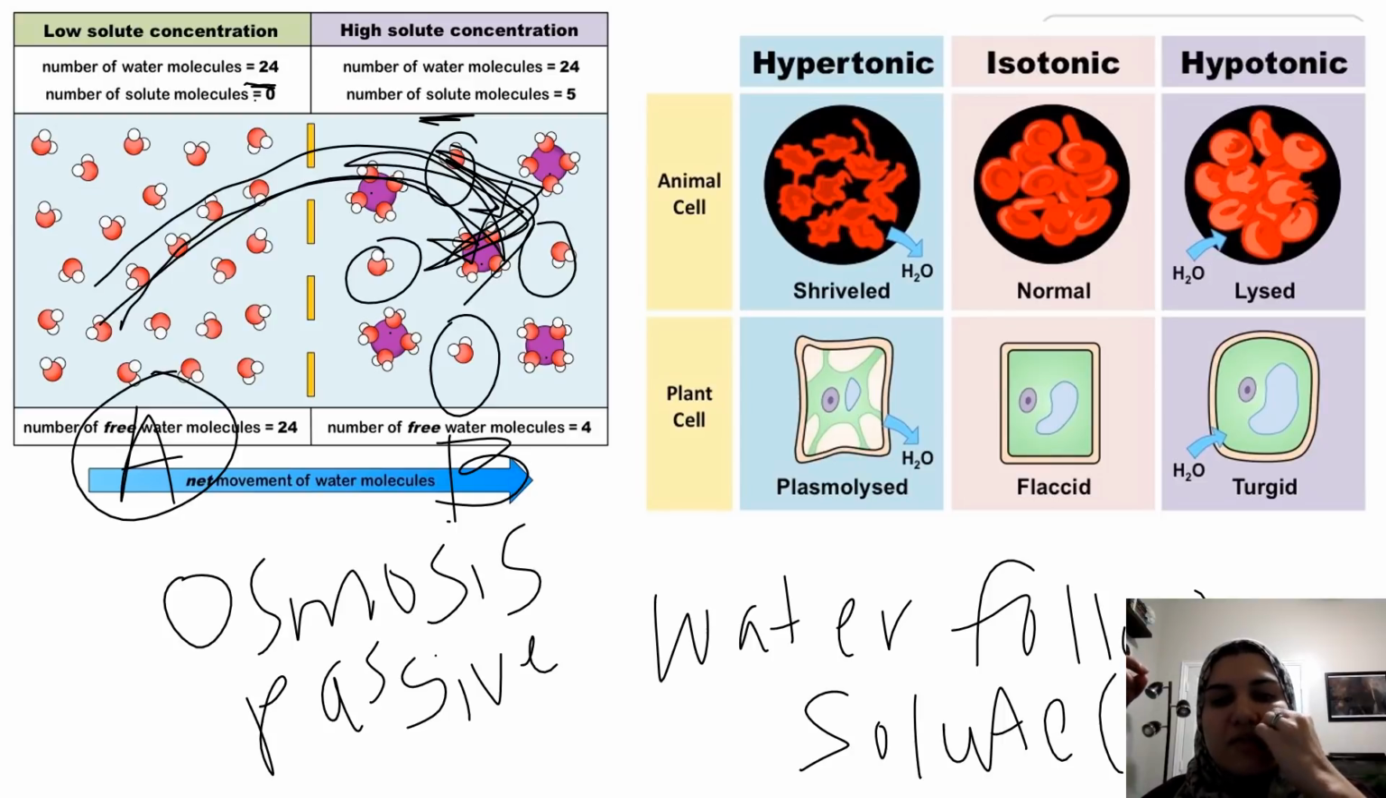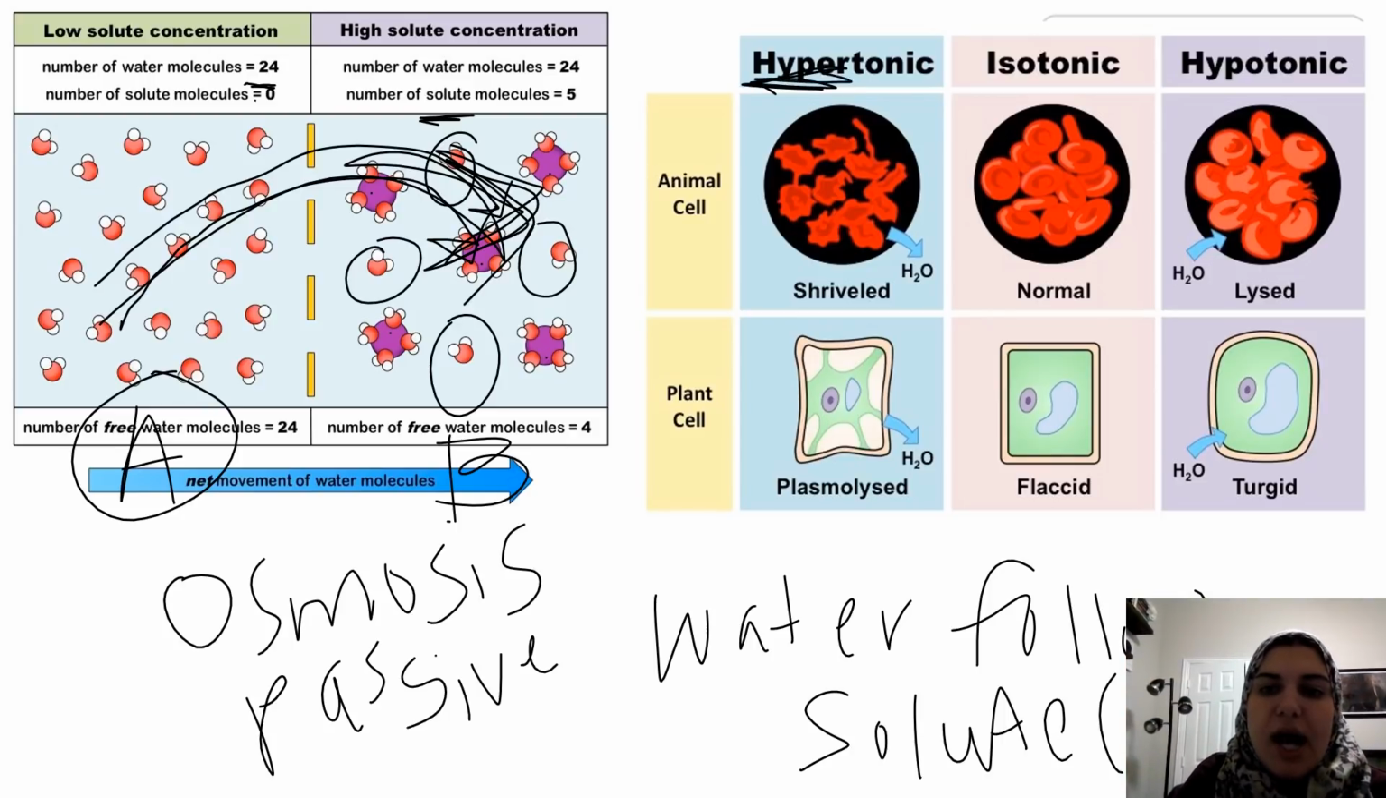There are 3 types of solutions in which water can move. The first one is hypertonic. Hyper means above. So if Miss Anda's really hyper, she's acting above what she should be acting. That means there is a high amount of salt outside. That means there is a low amount of salt inside the cells, and water follows the salt. So water will leave the cells and my cells will shrivel.